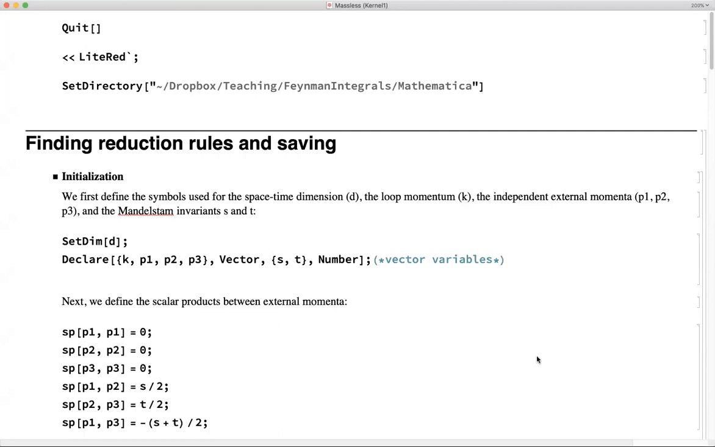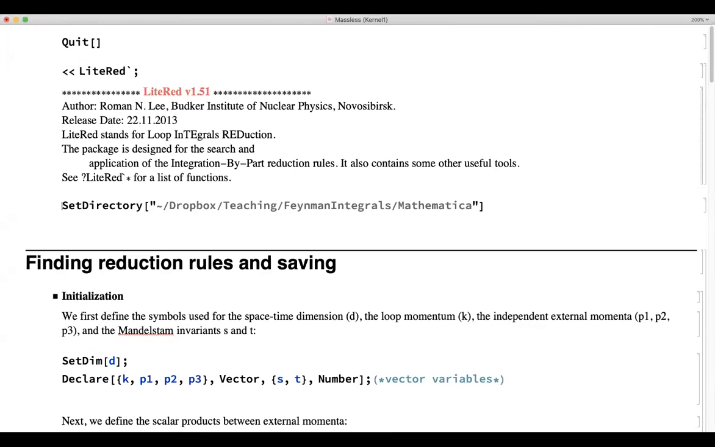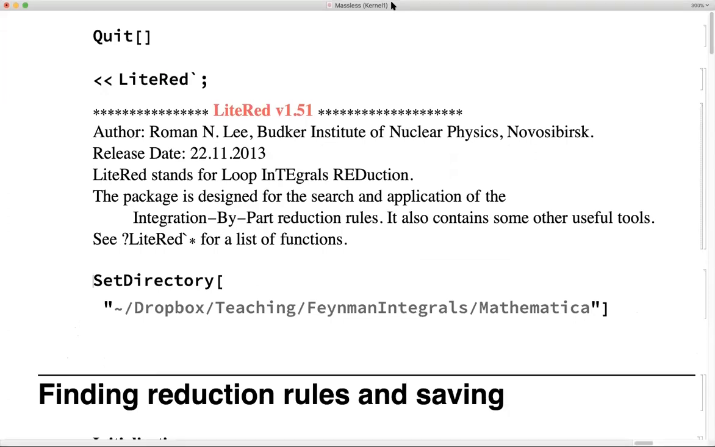Can you see my Mathematica screen? Yes. Good. So you can download this code LiteRed. It's publicly available. The reference is in the lecture notes. I will make the slides available later. Could you increase the font size a little? I'll try. I'm close to maximum already. That's the maximum now. Thank you.